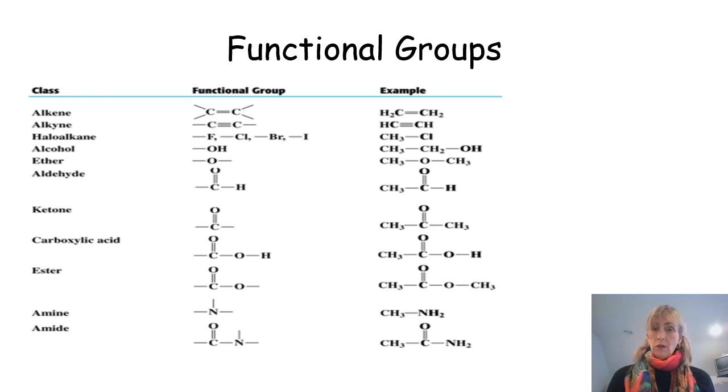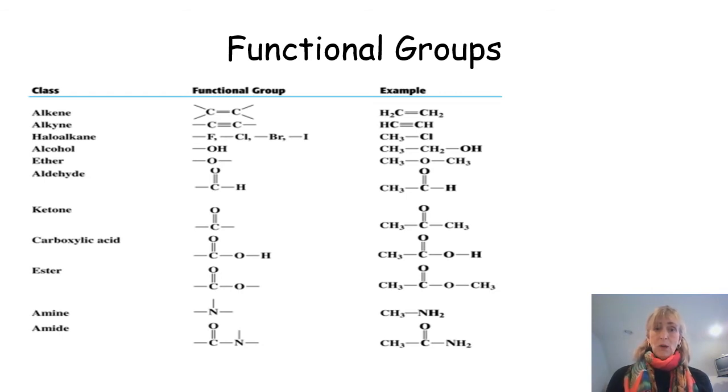We saw the alcohol; the distinguishing mark, the functional group, is a collection of two atoms, the hydroxyl group. The ether, an oxygen sandwiched between two carbons. The aldehyde has the carbonyl, which is bonded to a carbon on one side and a hydrogen on the other. The ketone, very similar, has that carbonyl but no hydrogen. It's got a carbon on this side and a carbon group on this side.